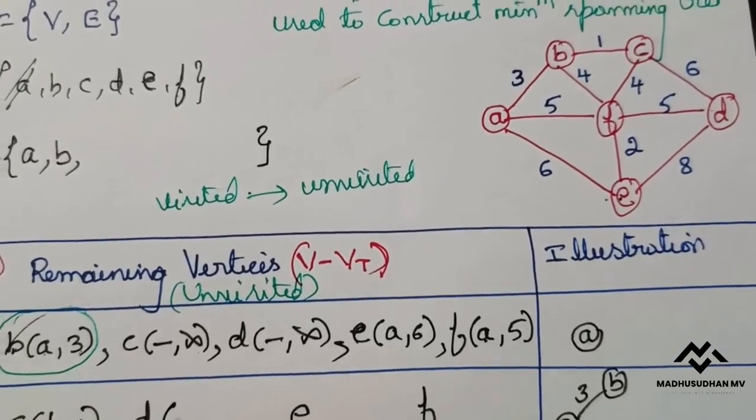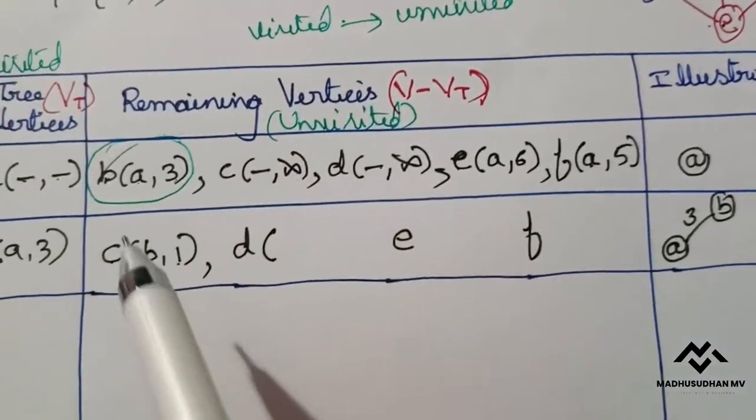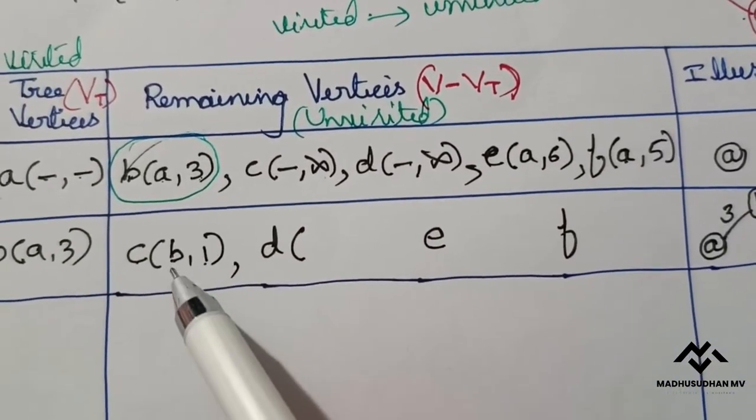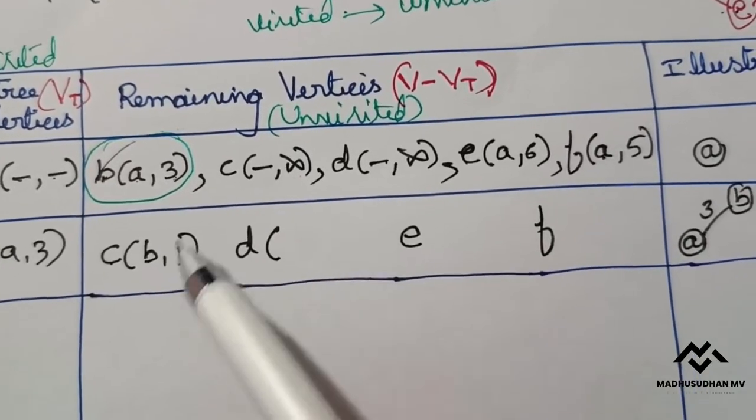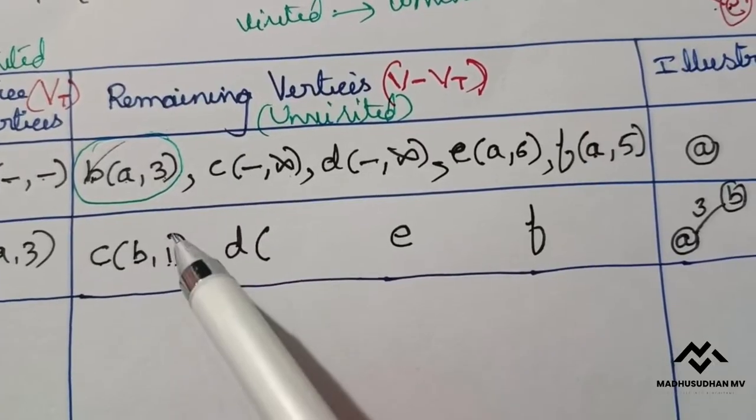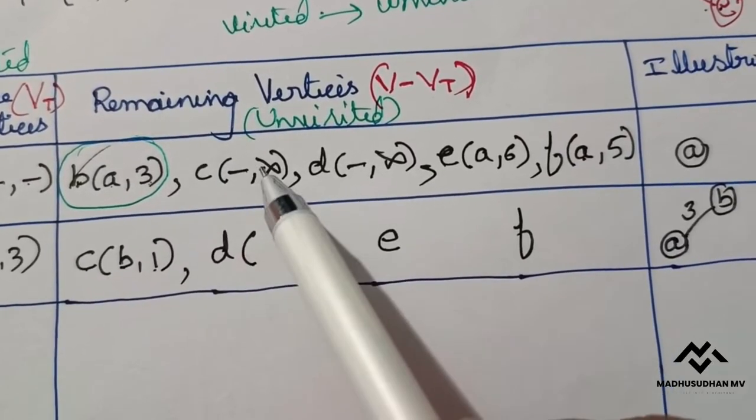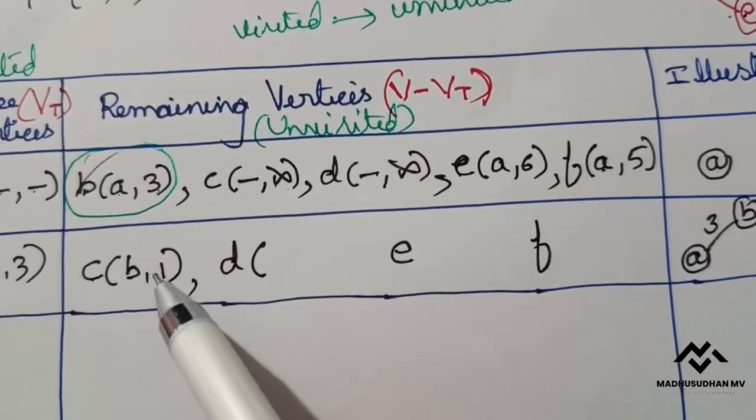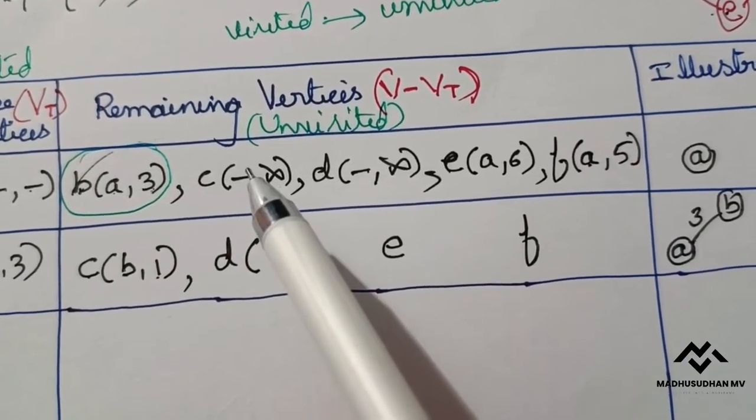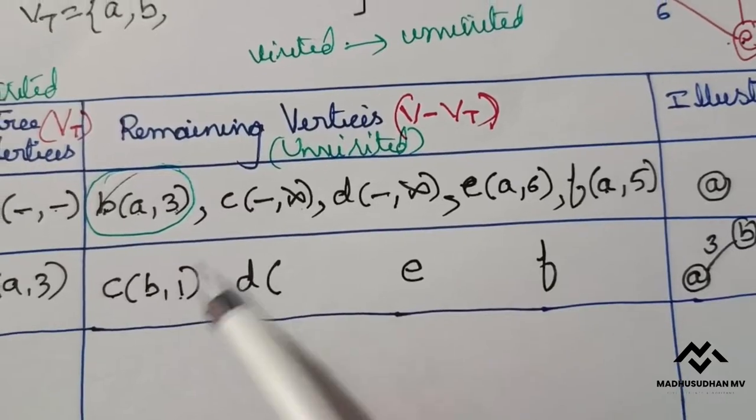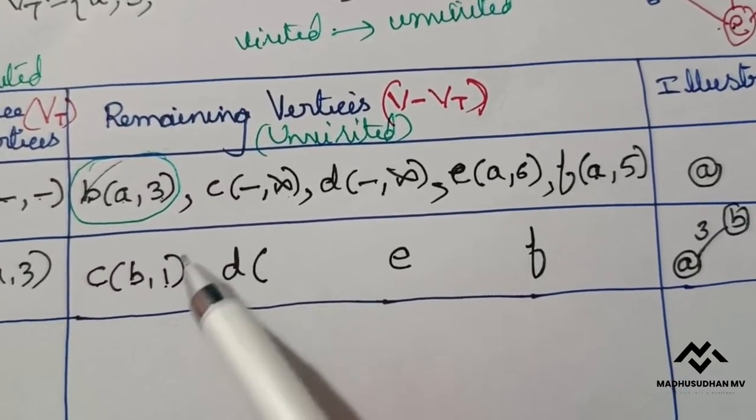Similarly D. When I'm writing, you should think one more time. Whenever you're writing, the new value and the previous value you need to compare. Whichever is the minimum, that we need to retain. In this case, 1 is minimum when compared to infinity, so I write it. Suppose the new value is maximum and the previous value is minimum, then we need to retain the minimum only.